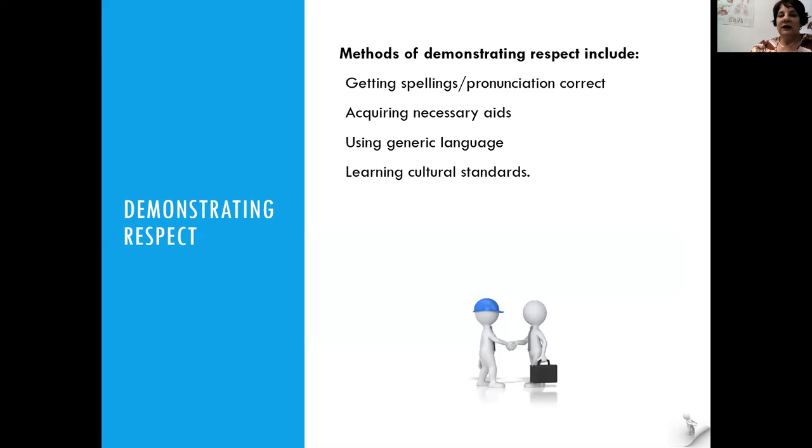So, getting spelling and punctuation correct, acquiring the necessary aids, using generic language, learning the standards. In Afrikaans, we always say uncle and auntie to anyone that's older than us, or 10 years older than us. That's again one of the things we have in common with the Torres Strait Islander people, because they call people auntie or uncle even when they're not in your family.